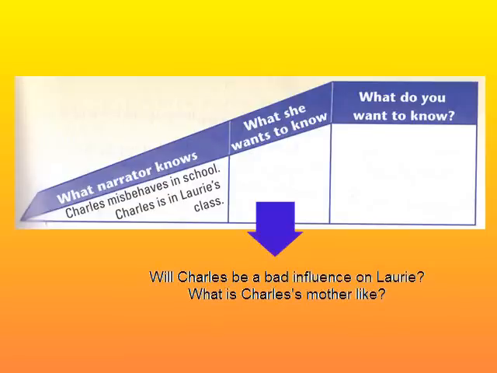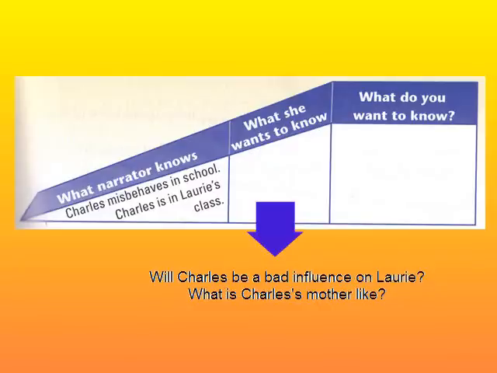She wants to know if Charles will be a bad influence on Laurie. And if you know how the story ends, you should be laughing at that idea. She also wants to know what Charles' mother is like. If Charles is a difficult child, what might the mother be like?